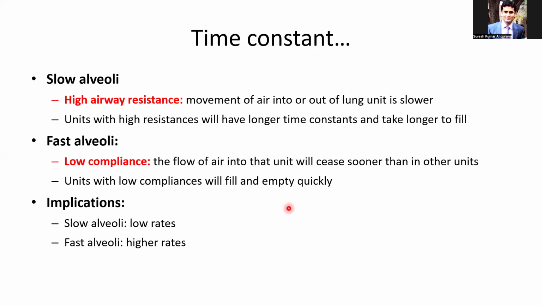So what is the importance or clinical implication of time constant? In conditions where the alveolar units are slow, meaning conditions with high airway resistance, as we see in bronchial asthma or bronchiolitis, the movement of air in or out of the lung unit is slow, because you know that the airway is constricted or narrow. Units with high resistance will require longer time constants because they need a much longer time to fill and empty. So high resistance areas or units have slow alveoli. These alveoli are very slow to fill and slow to empty.